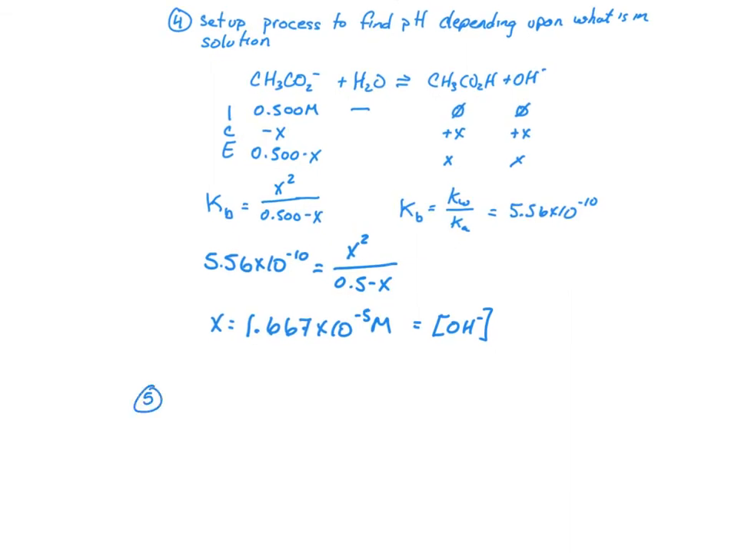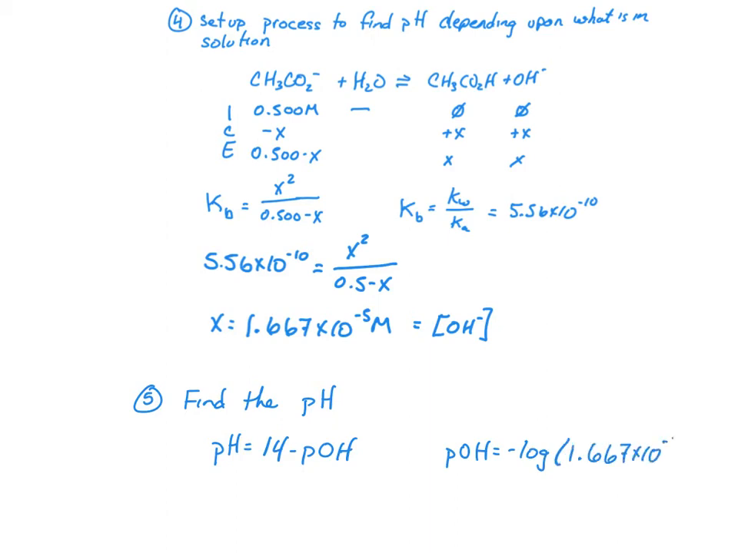So now step 5, we need to find the pH. I know these problems are long, but you're going to get into the habit of this. The pH is equal to 14 minus the pOH. The pOH is equal to minus log of 1.667 times 10 to the minus 5. And so the pOH is equal to 4.778. And this gives us the pH of 9.22.